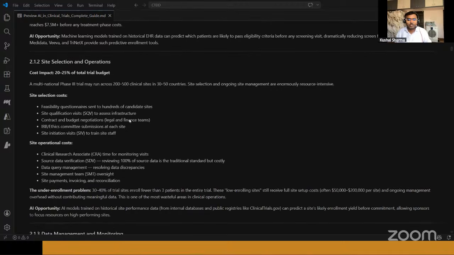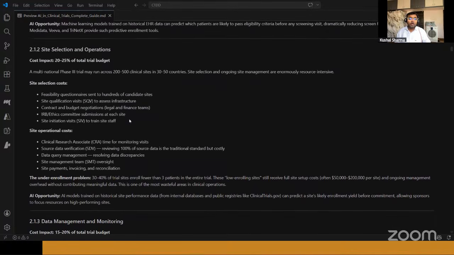Now, site selection and operation. The cost impact is 20 to 25% of the total trial budget. A multinational phase 3 trial may run across 200 to 500 clinical sites in 30 to 50 countries. Site selection and ongoing site management are enormously resource intensive.